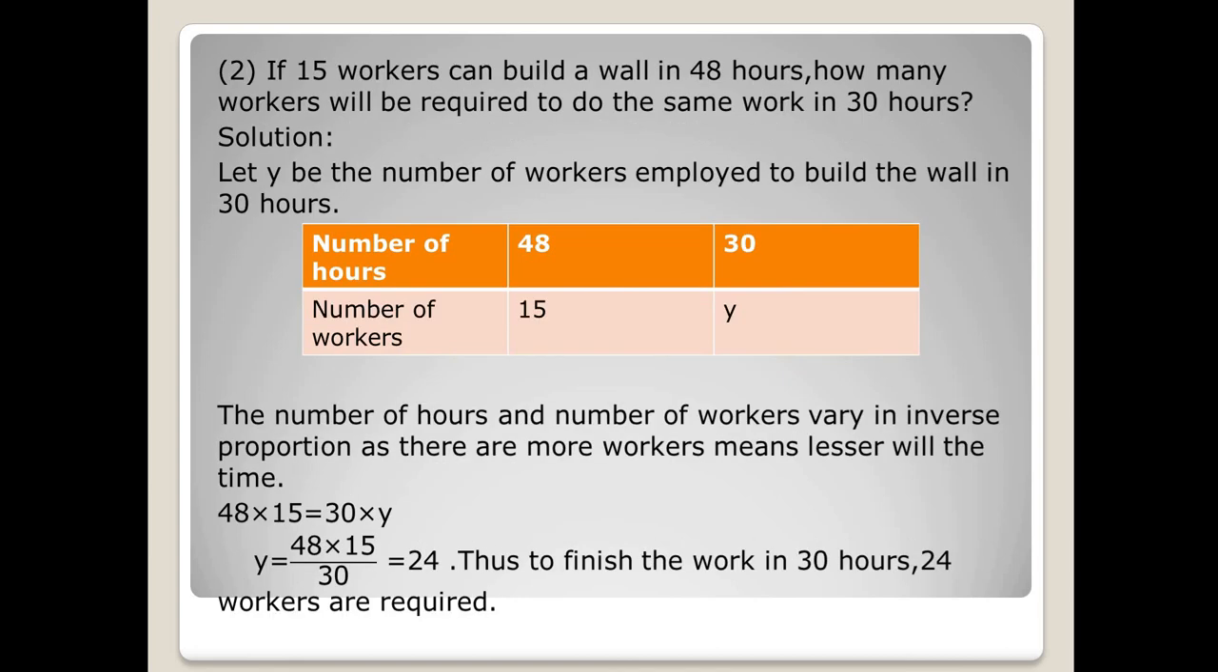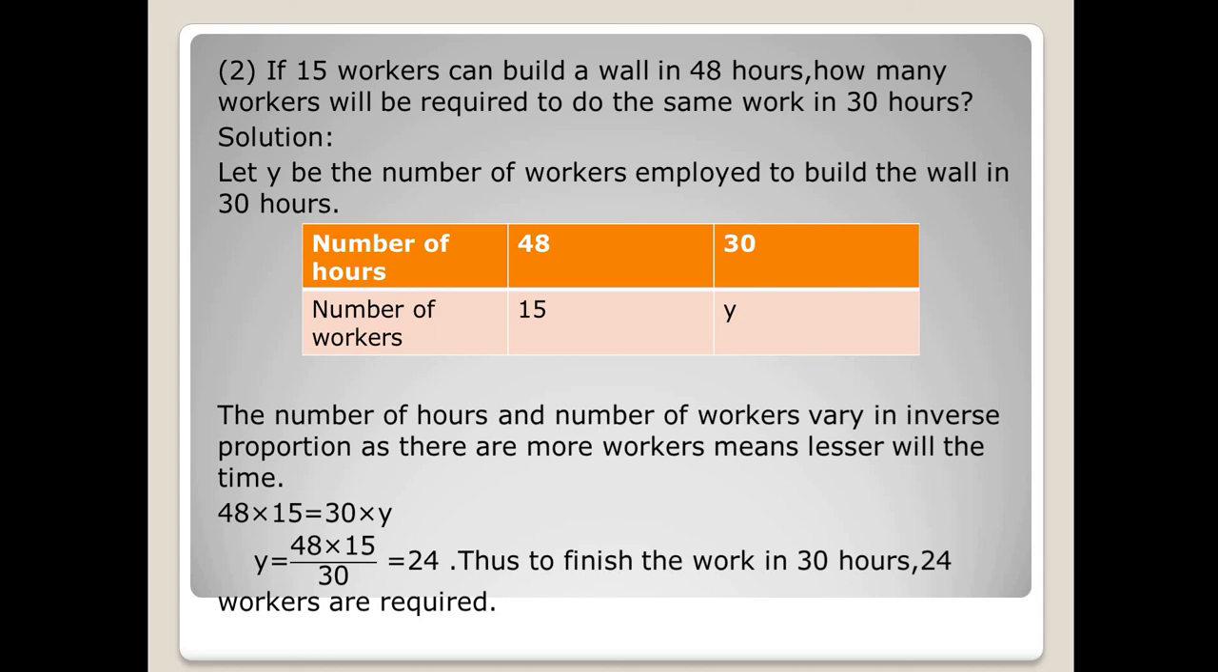Let us move to another example. If 15 workers can build a wall in 48 hours, how many workers will be required to do the same work in 30 hours? So they are in inverse proportion. Let y be the number of workers employed to build the wall in 30 hours. Number of hours equal 48 hours, and for 48 hours, number of workers will be 15. Number of hours is given 30, means the number of workers will increase, y will increase. The number of hours and the number of workers vary in inverse proportion. As there are more workers, means lesser will be the time.